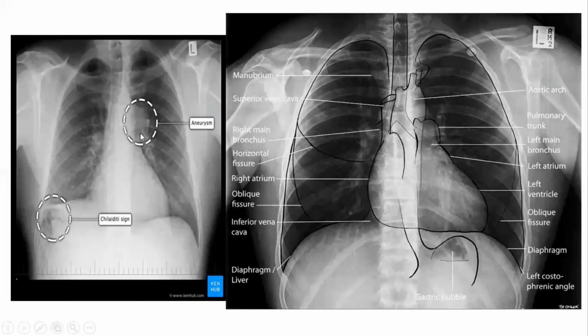Here the aortic knuckle is showing enlargement. So this is an aortic aneurysm. This is Chilaiditi sign.